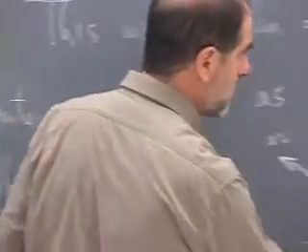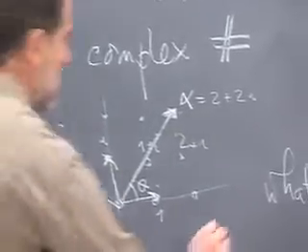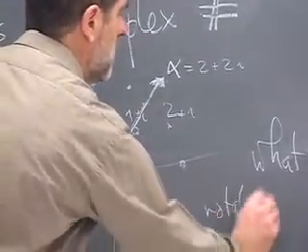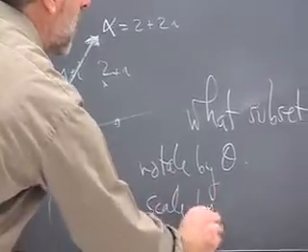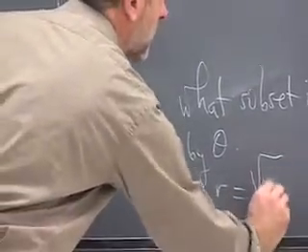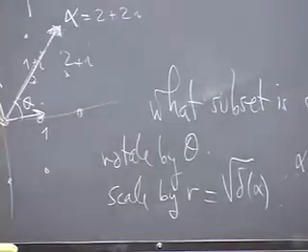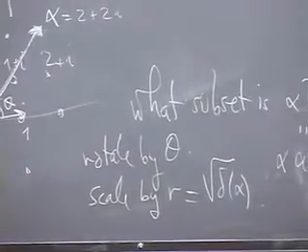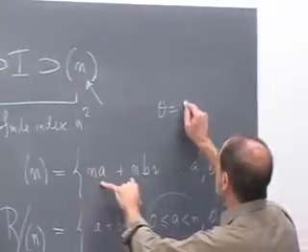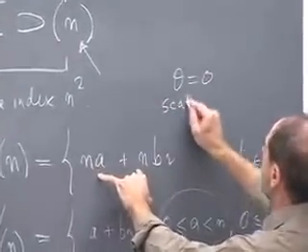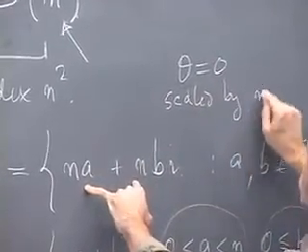So you've rotated through theta, and you rotate by theta, scale by r, which is the square root of delta of alpha. And then what you have to convince yourself of, and I'll leave this, it's the same argument here, where in this case we rotated by 0. Here theta is equal to 0, and we scaled by n.